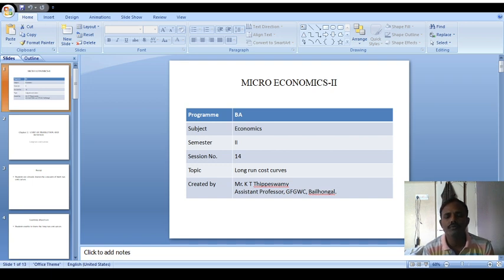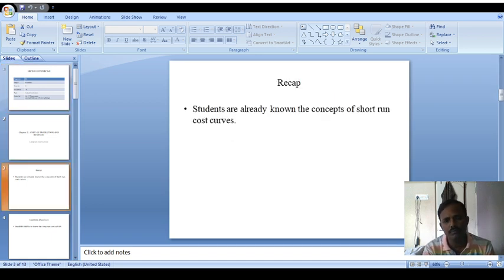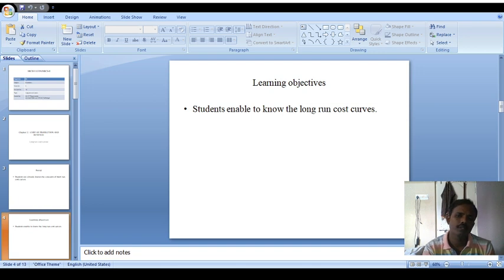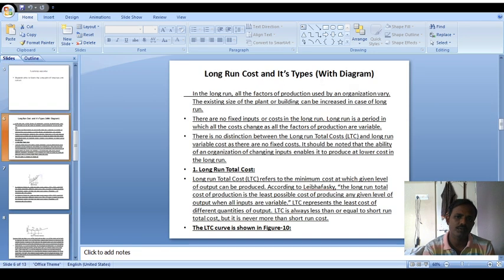Students, we continue long run cost curves. In the previous class, you learned short run cost curves. In the present class, we see long run cost curves.